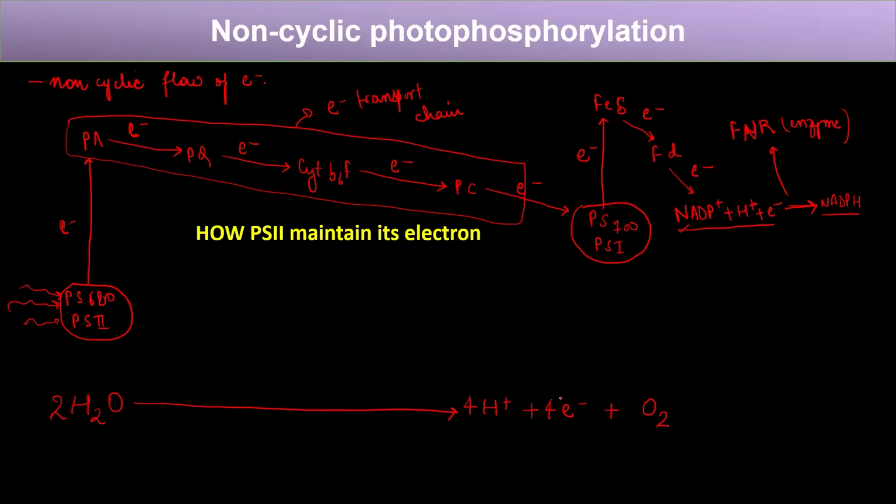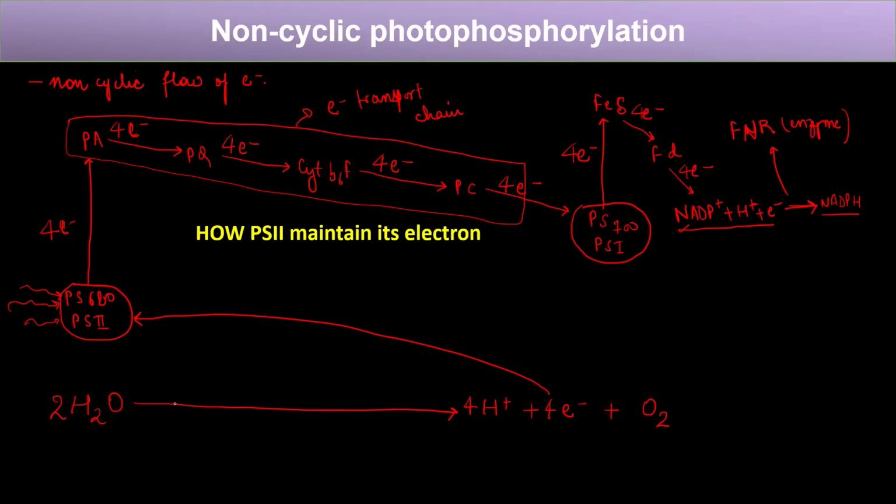The electrons generated here by water splitting are then used by P680. So in the electron movement that we are seeing, it is not just one electron, it is 4 electrons.